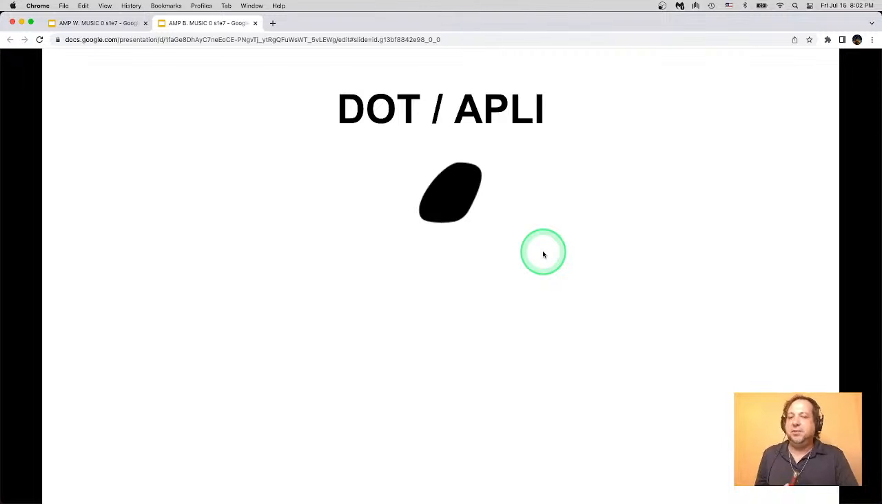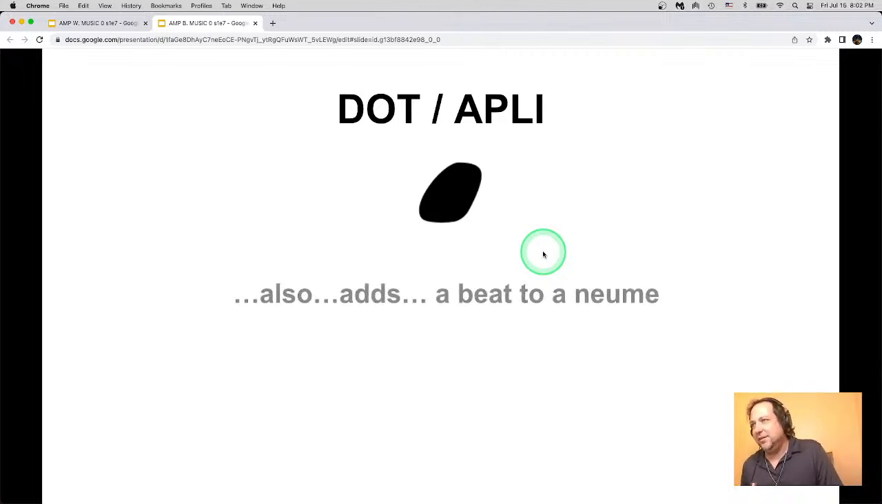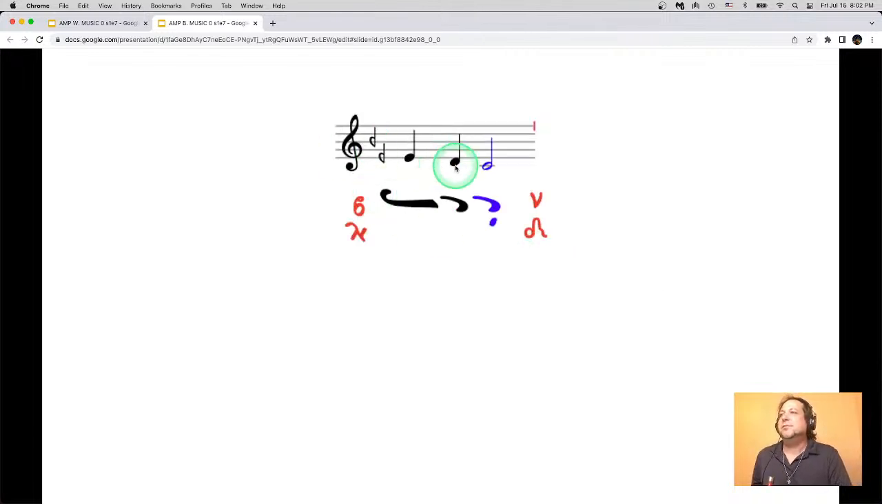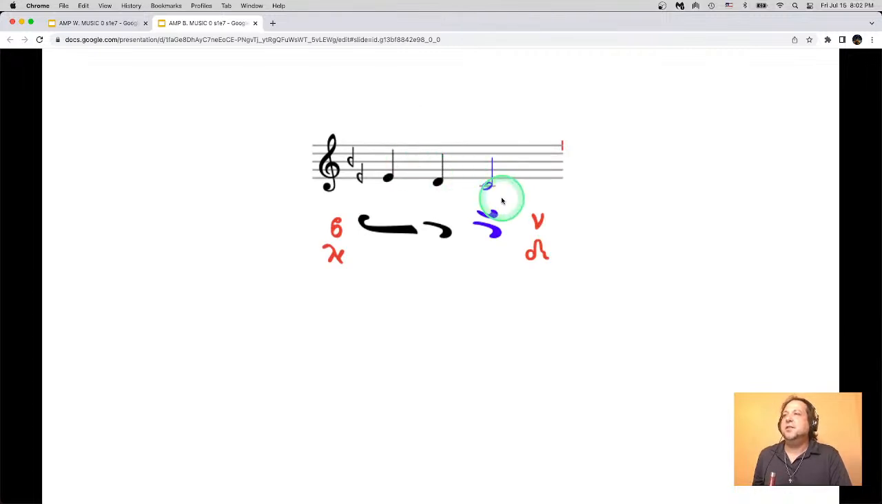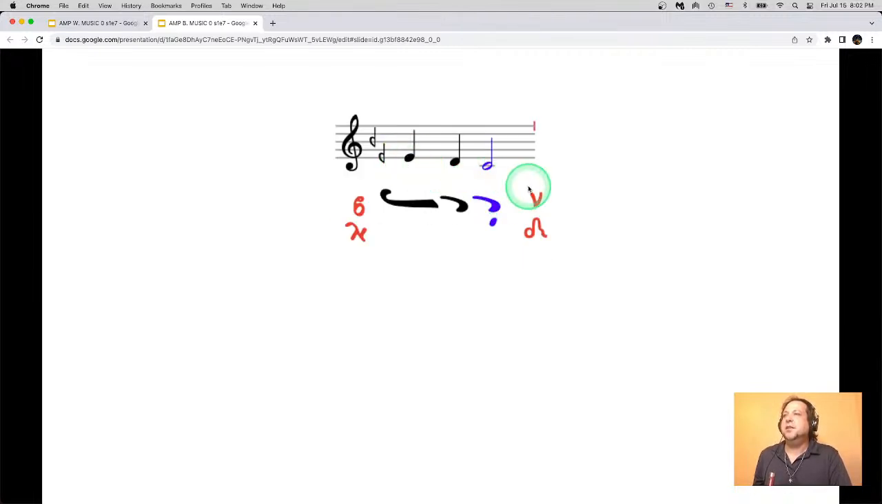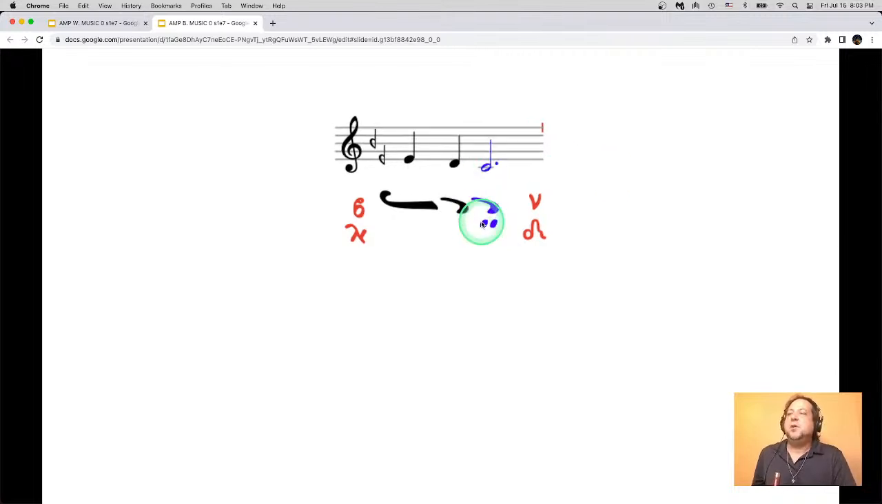The dot or the apli, guess what that does? If you forgot, it also adds a beat to a neume. Don't kill me, I didn't make the rules. So this is the same thing as this. See that? Putting a dot on it just adds another beat to it. But you can put 2, and that'll make this the length of 3 quarter notes, which is the dotted half.